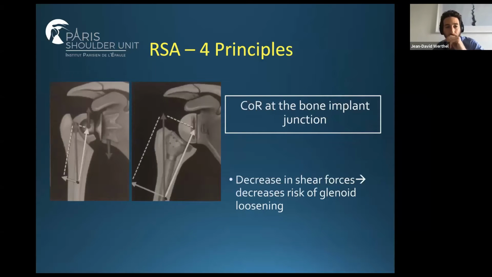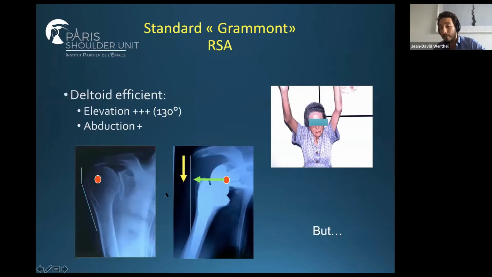And then the last principle was to medialize completely the center of rotation, also in order to position it at the junction between the bone and the implant. You can see here the center of rotation is at the interface between the glenoid and the base plate, and this is going to decrease the stress on the implant, is going to decrease the shear forces, and so it decreases the risk of glenoid loosening. And so all these four principles make a perfectly functioning reverse shoulder arthroplasty, with a mean 130 degrees of elevation, with a nice abduction.